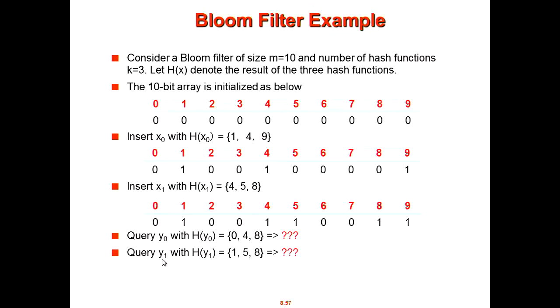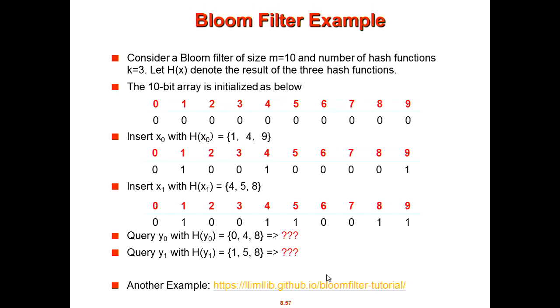But if given your query y1 with hash values 1, 5, 8, you can see 1, 5, 8 are all 1s. So based on this algorithm, you declare that y1 is in the given set containing x0 and x1. But actually y1 may not be x0 or x1. So y1 actually is not contained in the given set. So this is a false positive.